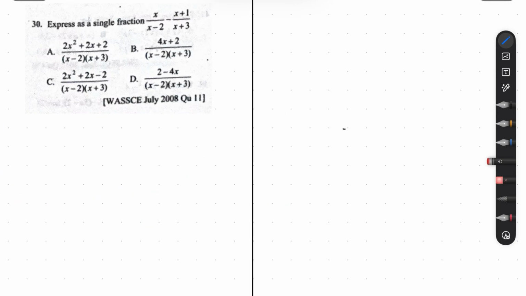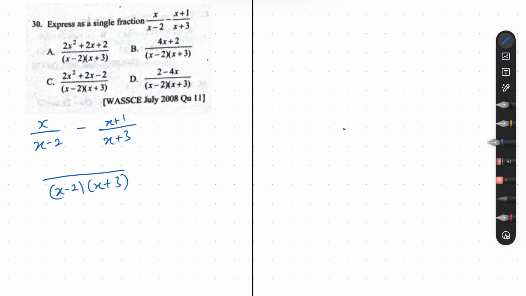Okay, cool. Now, question 30 says, express as a single fraction this. So we just have to simplify. Let's write them down: x over x minus 2, minus x plus 1 over x plus 3. What do we do? We find the LCM. The LCM is just a multiplication of the two denominators, x minus 2 times x plus 3.